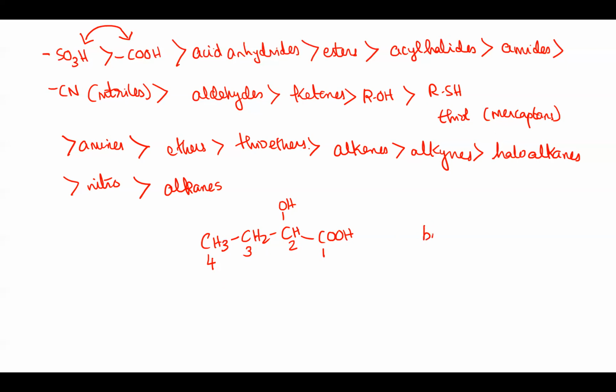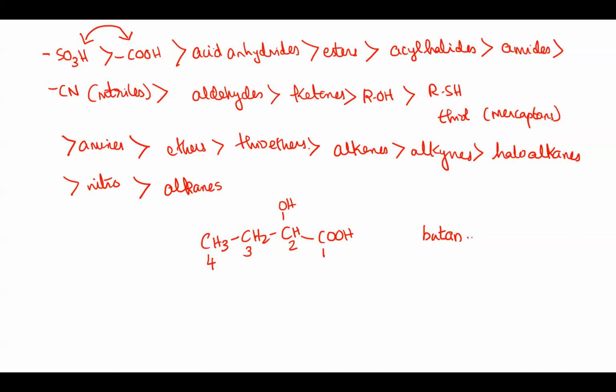So the word is but. And the carbon has only single bonds, therefore it will be butane. The highest priority is COOH, so it should get the minimum number. The compound should be known as an acid. But we have OH here. OH is actually another functional group.